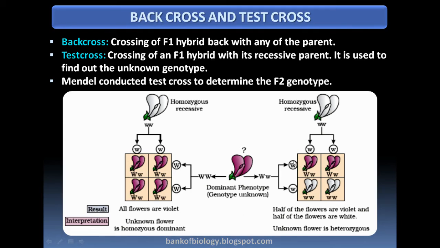But when the heterozygous is crossed with homozygous recessive, half of the flowers are violet and half of the flowers are white. So what do we find? 50% violet and 50% white flowers. We conclude that the unknown flower is heterozygous.